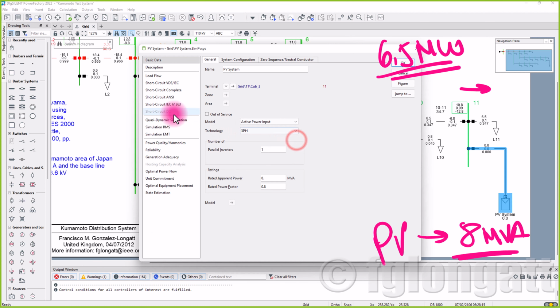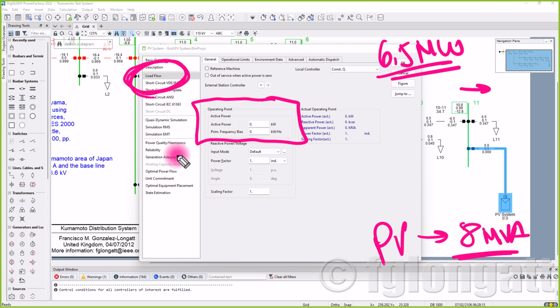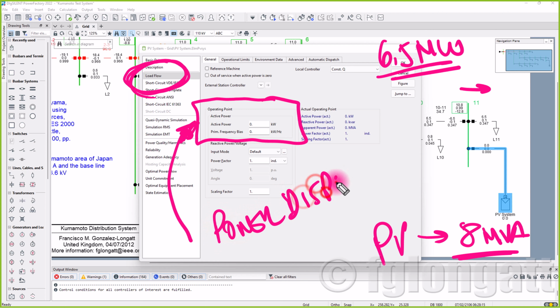Okay, double click and then go here, load flow. And if we go to load flow, you can see now the operating point. To be honest, this is what we call the power dispatch. What does it mean, the power dispatch? That is the power that we tell the PV system to produce at that moment.